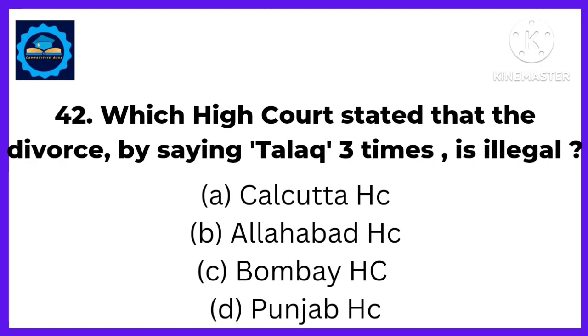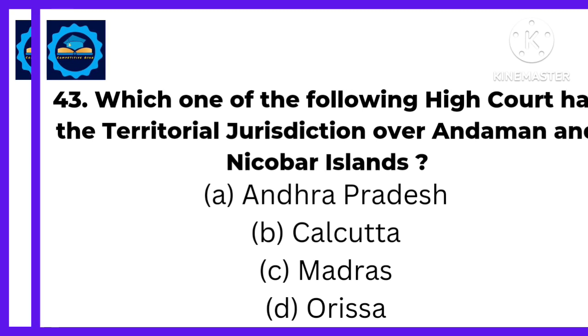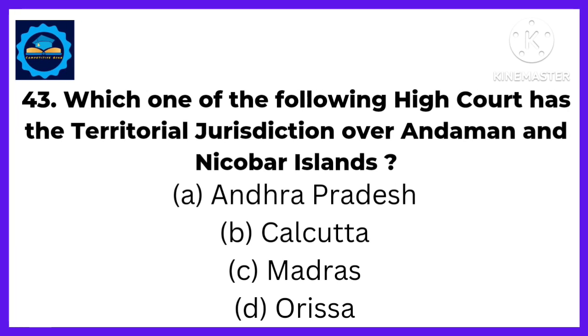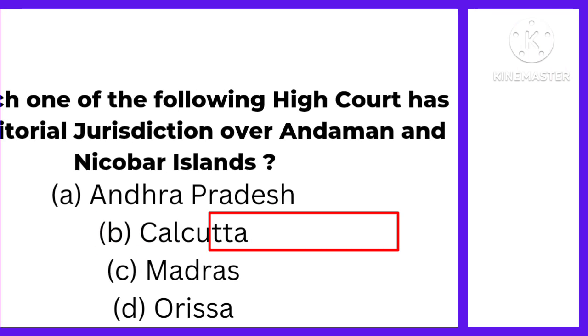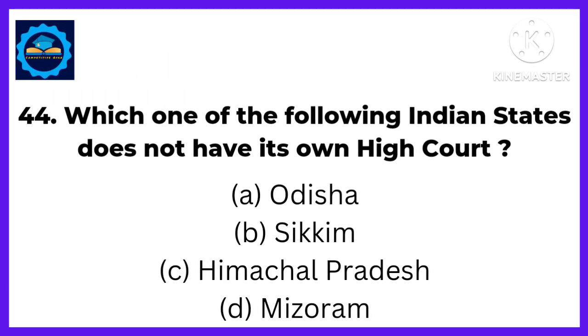Next, which High Court stated that the divorce by saying Talaq 3 times is illegal? Answer: Allahabad High Court. Next, which one of the following high courts has the territorial jurisdiction over Andaman and Nicobar Islands? Answer: Kolkata High Court. Next, which one of the following Indian states does not have its own high court? Answer: Mizoram.